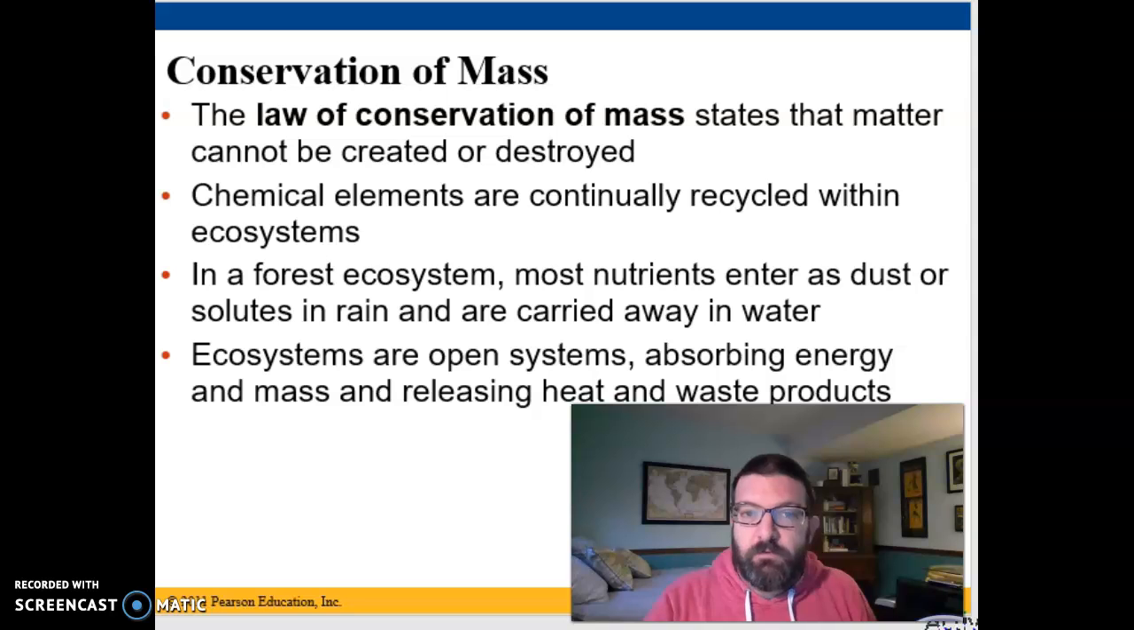As I mentioned, that first law of thermodynamics is not just the law of conservation of energy, but it's also the law of conservation of mass. And matter cannot be created or destroyed either. And so chemical elements, which are matter, do not come or leave generally, with some small exceptions of things like asteroids, but generally they are recycled within ecosystems.